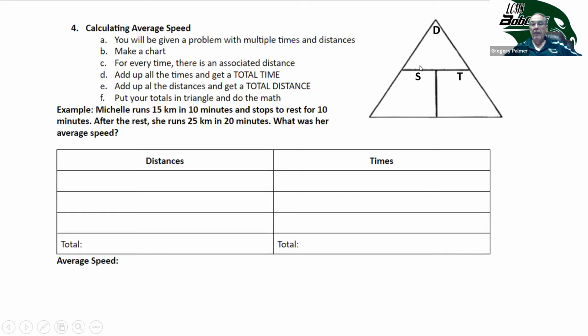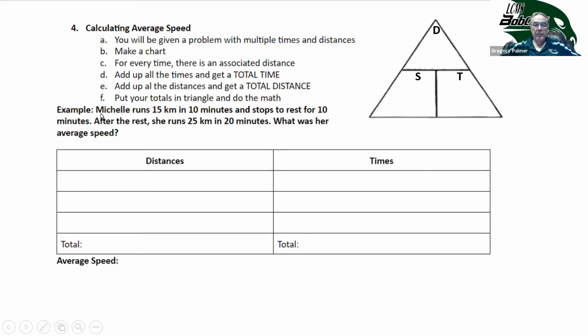First thing we need to do is go ahead and fill out the STD triangle. Speed equals distance divided by time. Then you'll be given a problem with multiple times and distances. So the best thing to do is to make a chart like this that I have here. You can just make a T-chart. For every time, there's an associated distance. For every distance, there's an associated time. And we're going to add up all the times, add up the total distance, and then put those totals in the triangle to help us do the math.